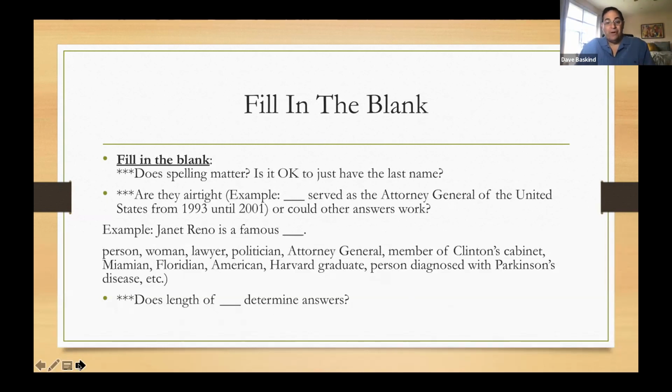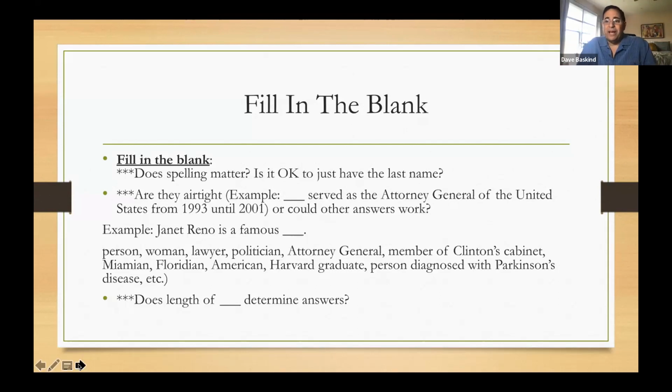If you flip it around though, Janet Reno is a famous blank. I would argue that's not very airtight. There's a lot of answers that should be considered correct, starting with person. Janet Reno is a famous person. But maybe you wanted something more specific. You could say she's a famous lawyer, a famous politician, a famous Harvard graduate, a famous Floridian, a famous member of Clinton's cabinet, and so on and so on. So just consider how tight that window is for possible answers.